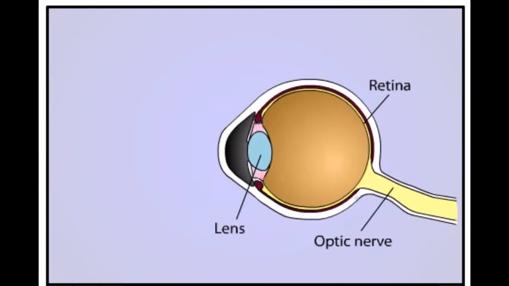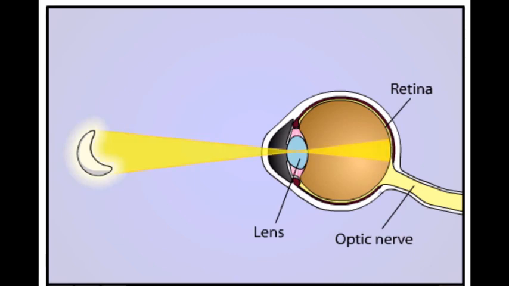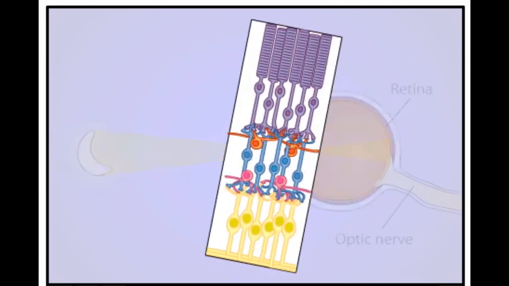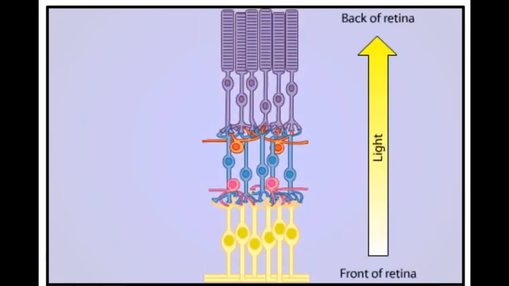Visual processing begins in the retina, the receptive surface inside the back of the eye. Light enters the eye, passes through the layers of cells in the retina, before reaching the photoreceptors, which are located at the back of the retina.